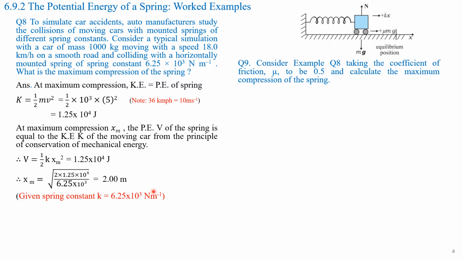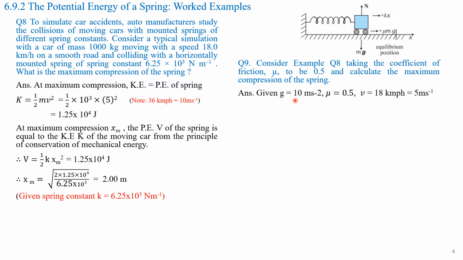Now we'll take up the next question. Consider the example of question number 8, taking the coefficient of friction mu to be 0.5, calculate the maximum compression of the spring. In this question, it is given that the coefficient of friction mu equals 0.5 and we have to calculate the maximum compression.